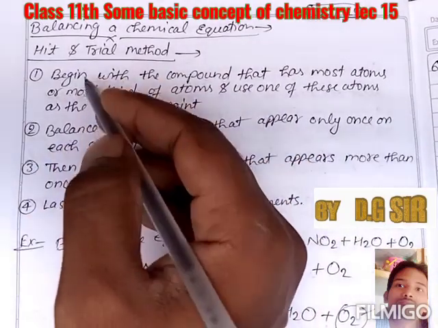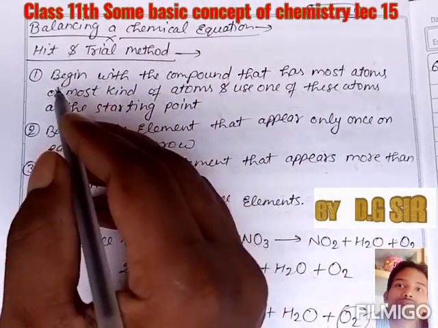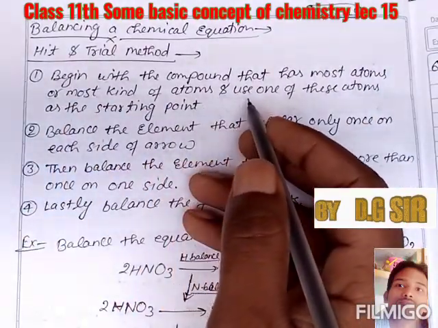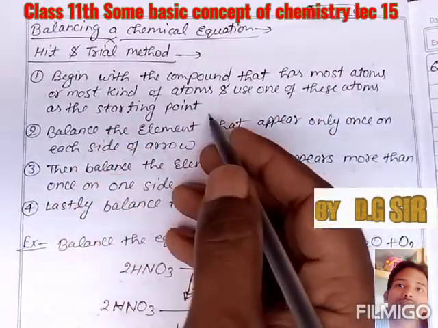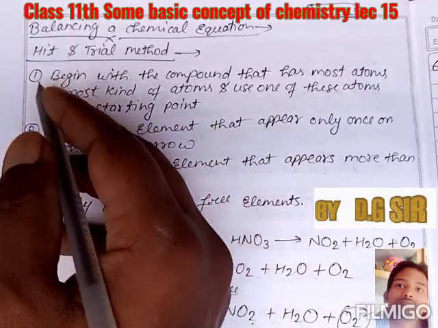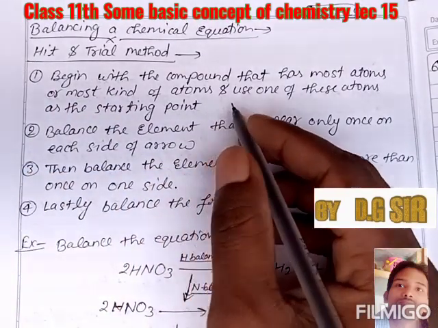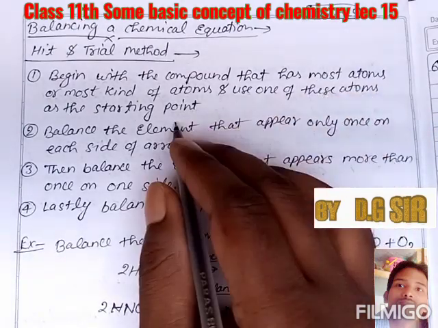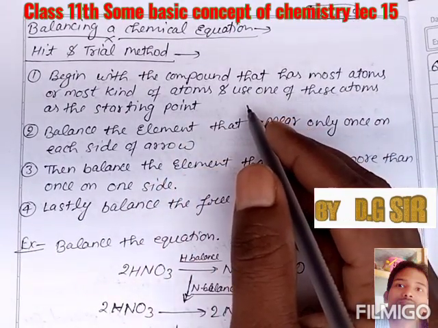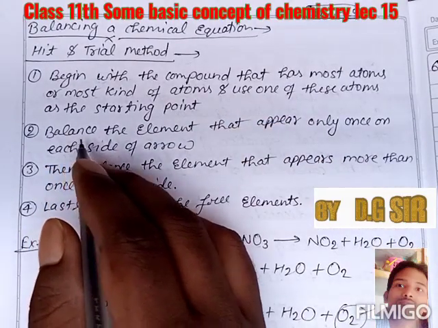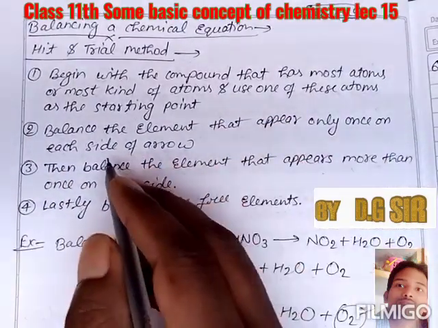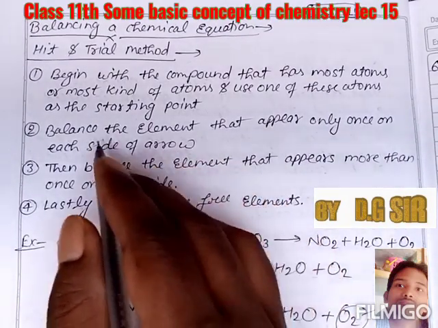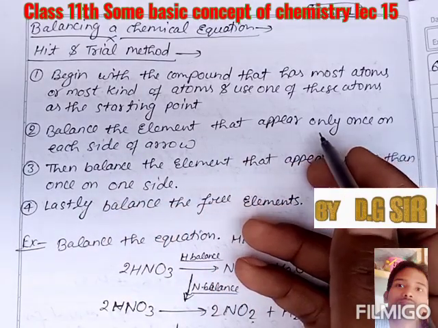Okay, so there are some rules you will remember here. Number one is to begin with the compound that has the most atoms or most kinds of atoms and use one of these atoms as the starting point. In the first step, you look at the most atoms which are taking part in the chemical reaction. Second one is to balance the element that appears only once on each side of the arrow.